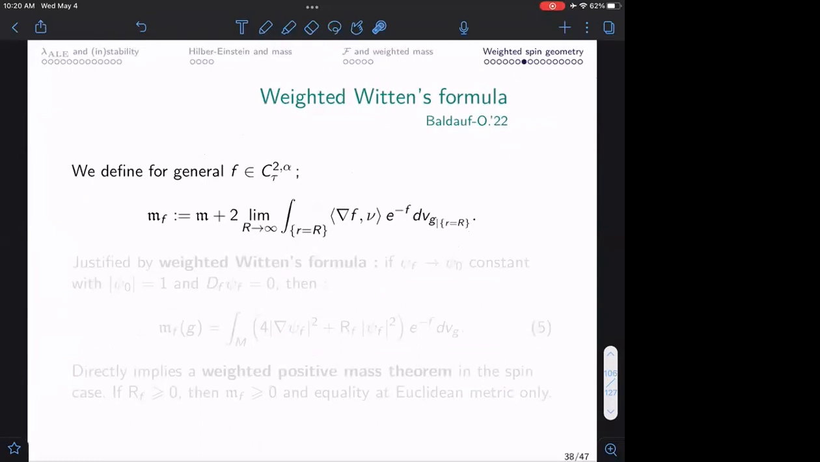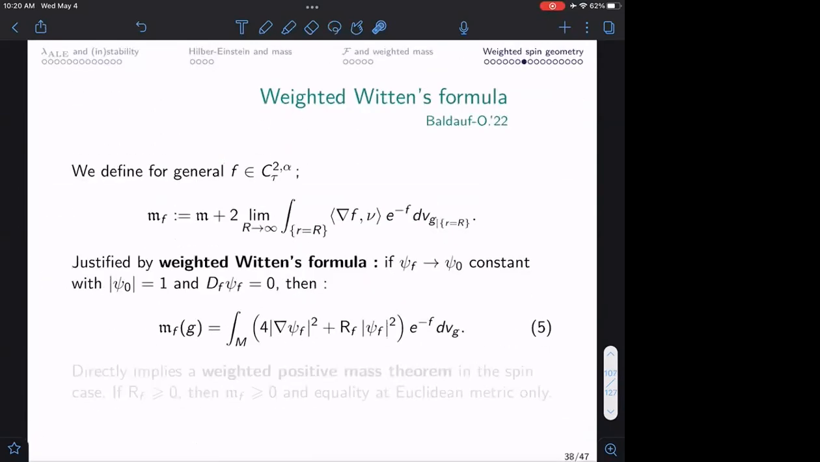So we have now, let me give you the general definition of weighted mass, so weighted mass with weight f in C2 alpha tau, so decaying at infinity, is this formula. So you have the usual mass, and you have this additional boundary term.